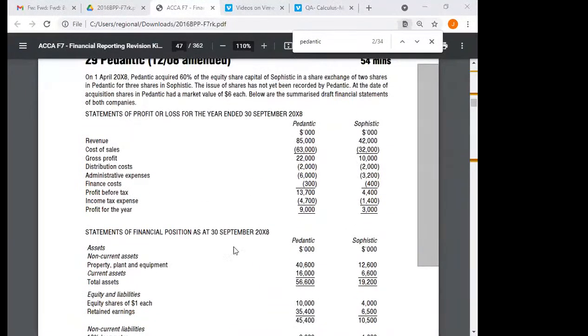When I go to my statement of financial position, here under non-current assets, here for PPE, I will take 40,600 of Pedantic, I will take 12,600 of Sophistic, and I will also add that 2,000, which was a revaluation upwards, what we call a fair value adjustment, which of course has already been factored in here, right? But interestingly, I have to calculate the depreciation on revaluation.